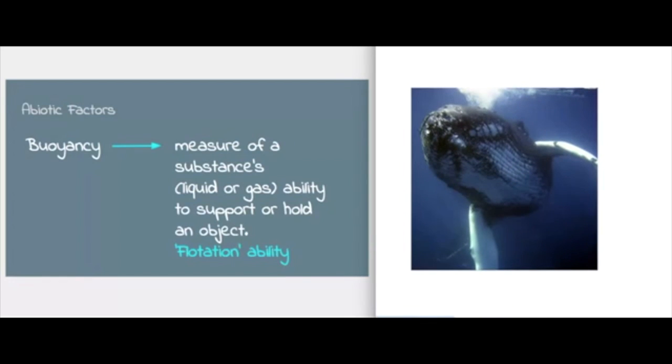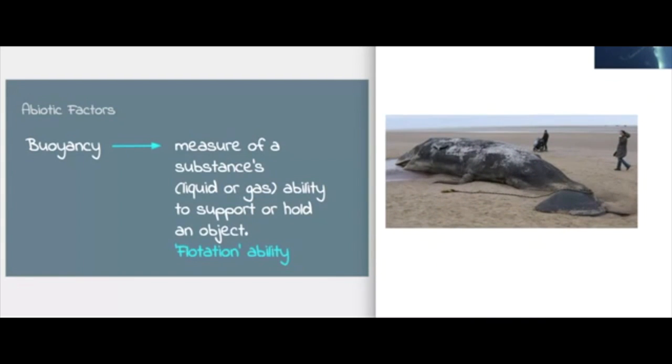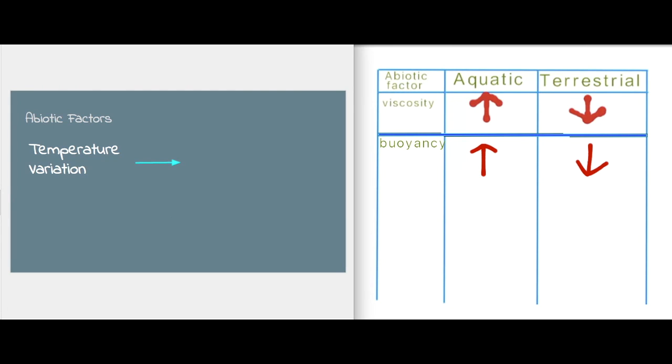Whales, which live in aquatic environments, can grow to huge sizes because the water supports their shape. However, if whales are beached on land, they are often stranded and die because the air is unable to support them. Temperature can also be compared between the two environments.